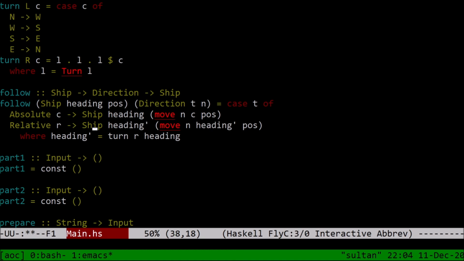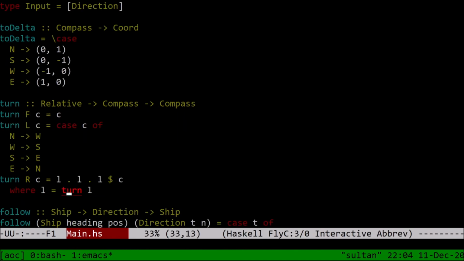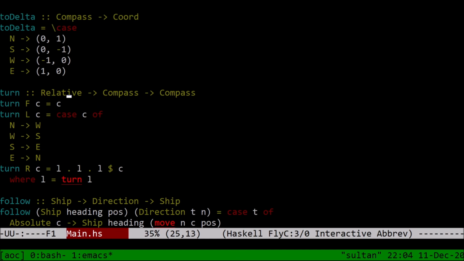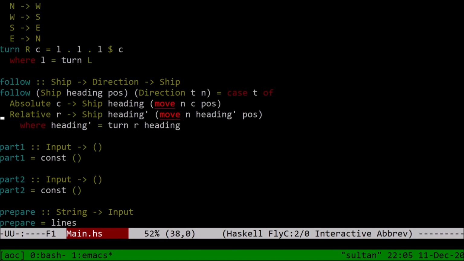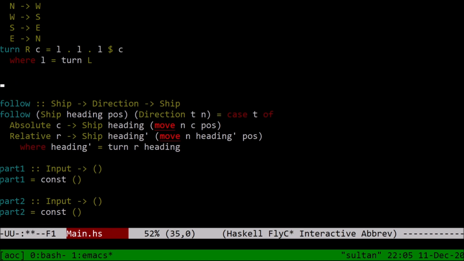And now it's just mad that I don't have move yet. Excuse me, it should be a lowercase turn. What's wrong with this? Oh, this was supposed to be uppercase. Got it. I capitalized turn instead of capitalizing L. All right. And we could make move be private to follow, but I don't see any reason to. It's a useful domain concept.